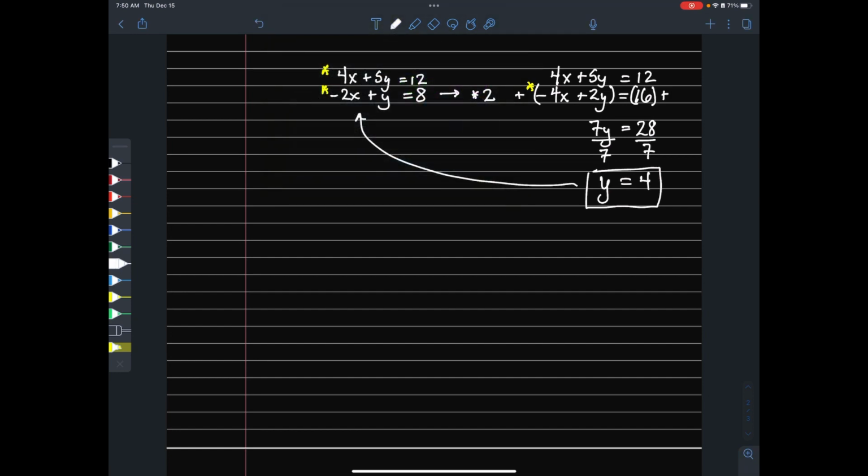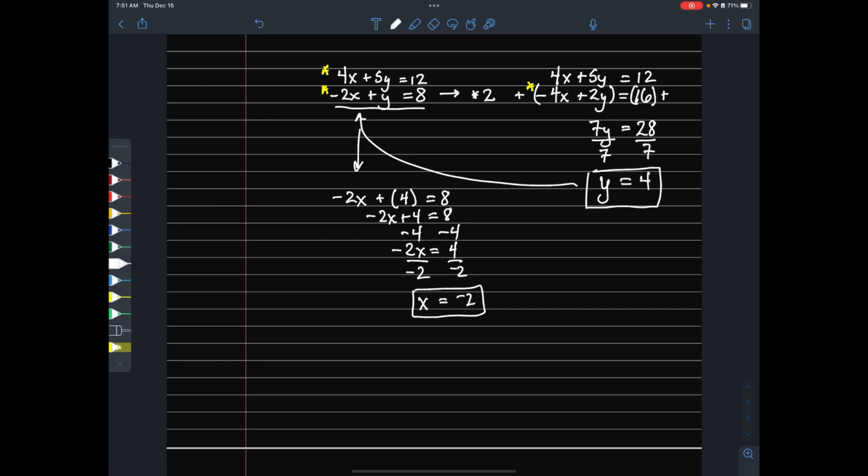I just need to replace y with something in order to find the x. So I'll do the bottom one here because, again, that looks like it's going to be the easiest since y doesn't have any coefficient. And I will get negative 2x plus, and I'm going to make that a 4, equals 8. So I get negative 2x plus 4 equals 8. Subtract 4 from both sides. Negative 2x equals 4. Divide by negative 2. And I get x equals negative 2. So my solution is negative 2, 4.